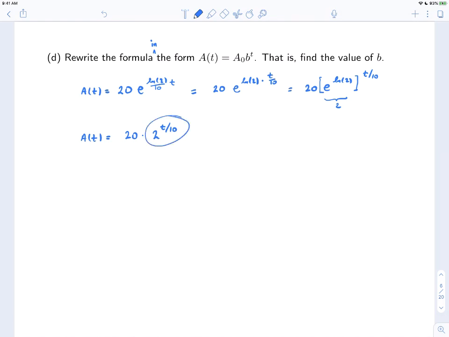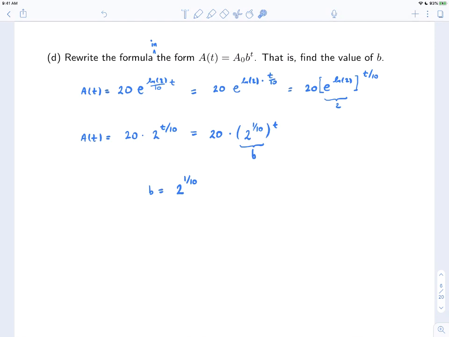We have 2 raised to the t over 10, but what we're looking for is something raised to the t power. So we rewrite this as 20 times 2 to the 1 over 10 raised to the t power. And now this 2 to the 1 over 10, that's our b. So b is equal to 2 to the 1 over 10.